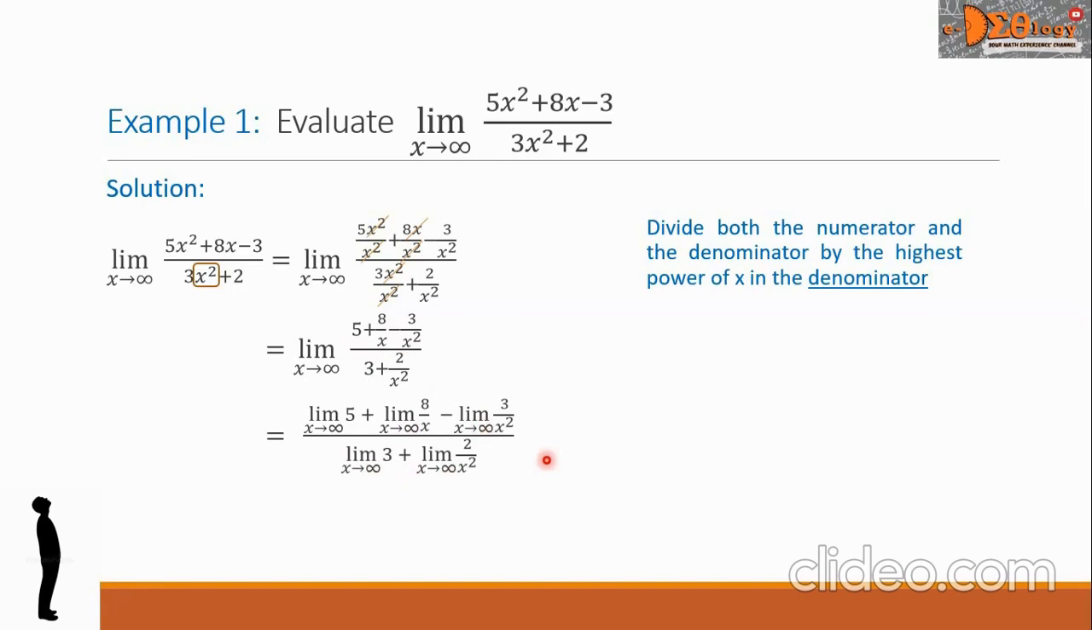Now let us observe that some of the limits have a constant in the numerator. We're going to pull out that constant to be multiplied by the limit of the respective function. So this will be the next step. Some of the limits here are approaching 0. Now let us simplify the limits of the respective terms.